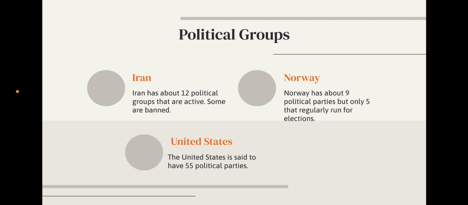So the main parties in Norway are the Labour Party, Conservative Party, Centre Party, Progress Party, and Socialist Left Party. The Labour Party is one of their main groups, actually a top group for them. Then the United States has 55 political parties technically, but a lot of those are at a state level. There are some that are specific to certain states. The main ones for the country itself are Democratic, Republican, Libertarian, Green Party, and Constitution Party.